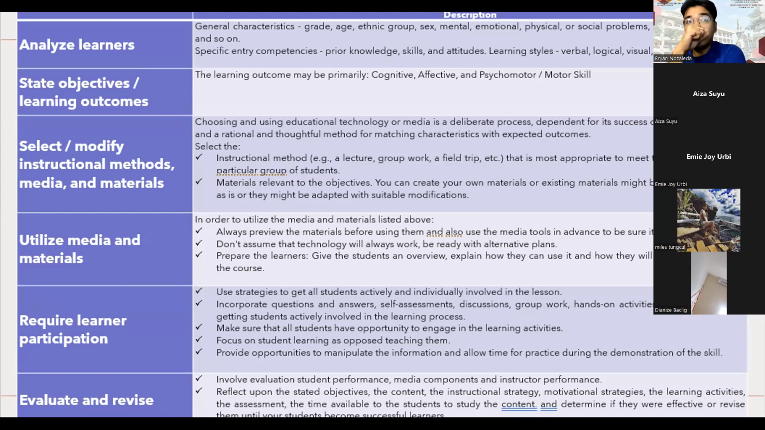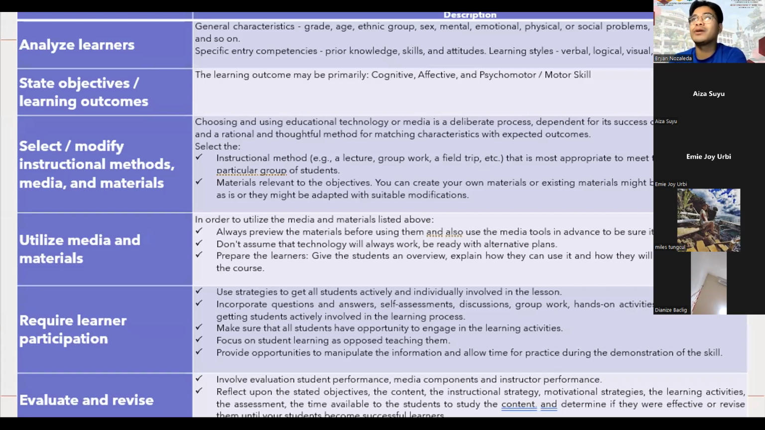Okay, look at this. Okay, ano ang ginagawa ni teacher in the ASSURE model? So when you analyze your learners, okay, you look into the grade, the age, the ethnic group, the sex, or any other characteristics of the learners, and specific entry competencies like what do they already know, yung prior knowledge nila, yung skills nila, their attitudes, ano yung learning styles nila.